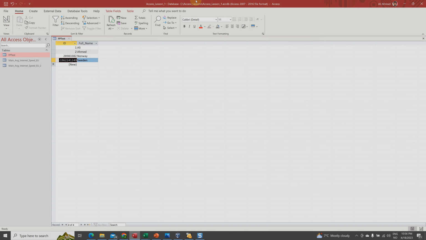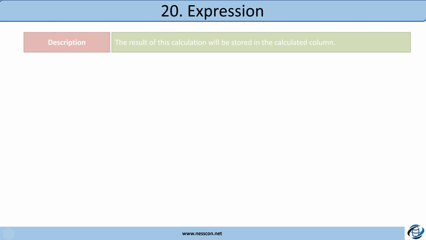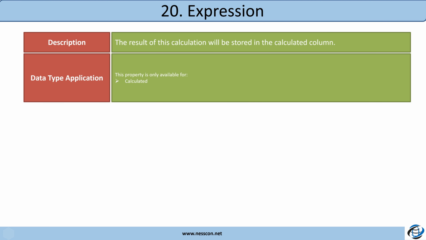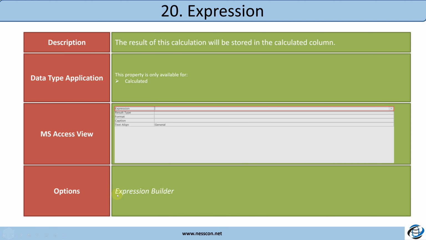So let's move to the next property. The next property we are going to learn is expression. The description says the result of this calculation will be stored in the calculated column. The data type that use expression as property is only calculated. In Access, this looks like this expression, and you can click here to create an expression. And options is only the expression builder. So let's go to Access and use this property.